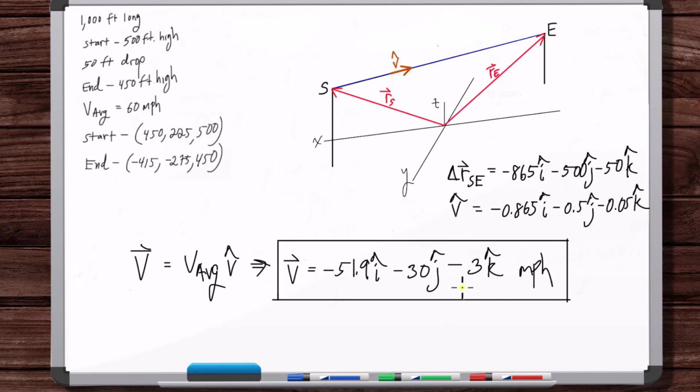What's interesting is you can see how fast you're dropping. It's like a 3 mile per hour free fall. This is how fast you're moving in the x, y, and z directions, relative to the base camp, with the magnitude of this velocity being 60 miles per hour.